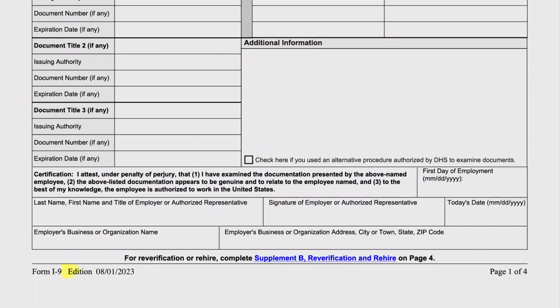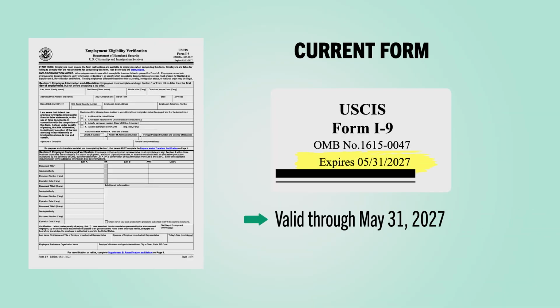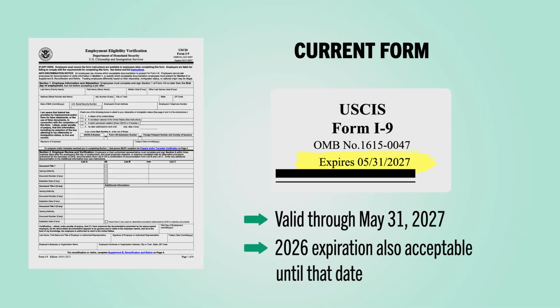The current Form I-9 edition, dated August 1st, 2023, is valid through May 31st, 2027. Forms marked with a 2026 expiration are also acceptable until that date.